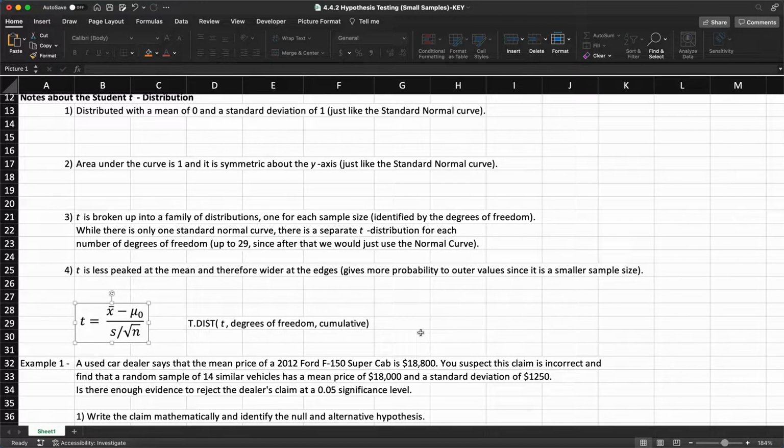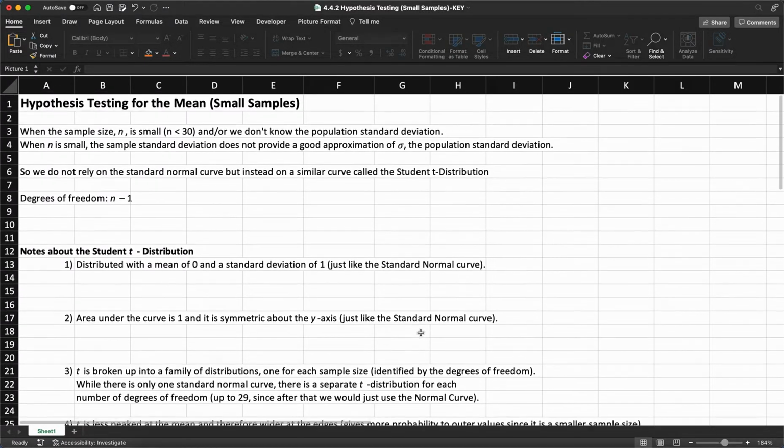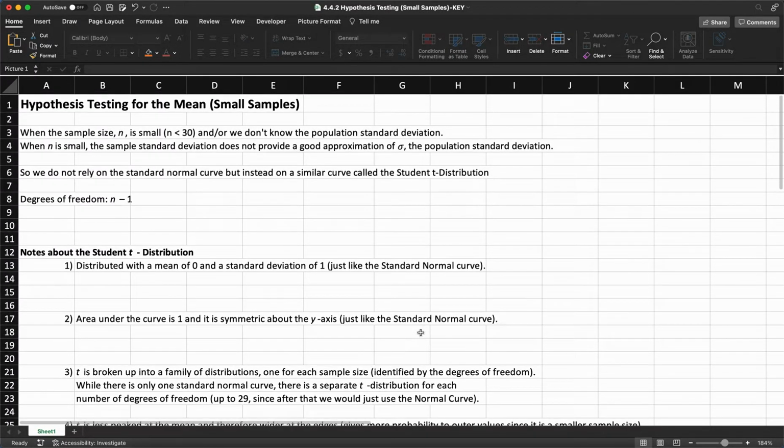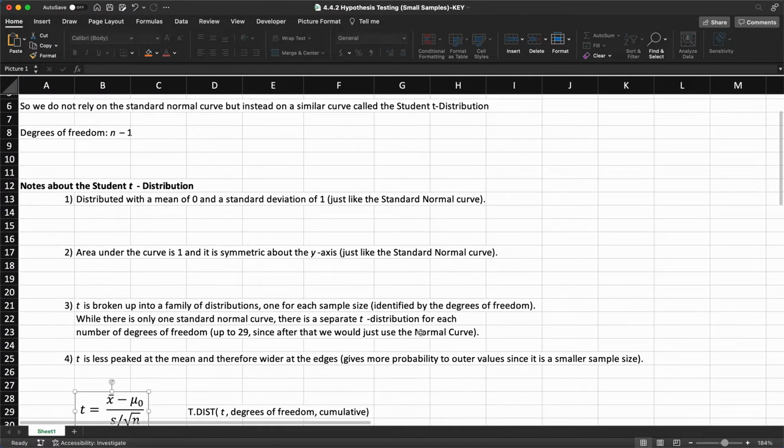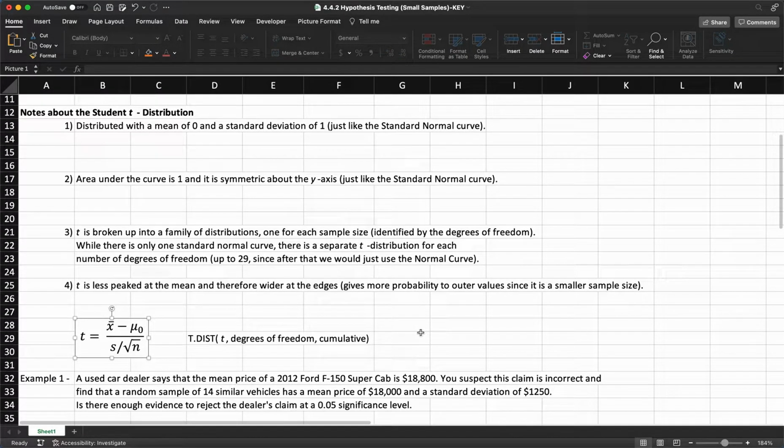So let's go through an example, and hopefully this will make more sense as we go. But remember, the big difference here is that this is for small samples. So if you see n is less than 30 or n is less than or equal to 30, you should be using a t-distribution instead of using the z-scores or the standard normal distribution.